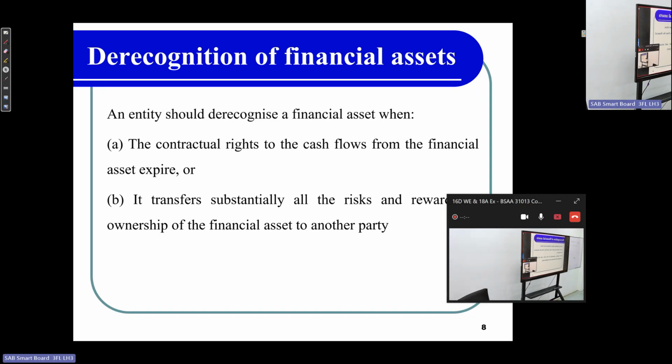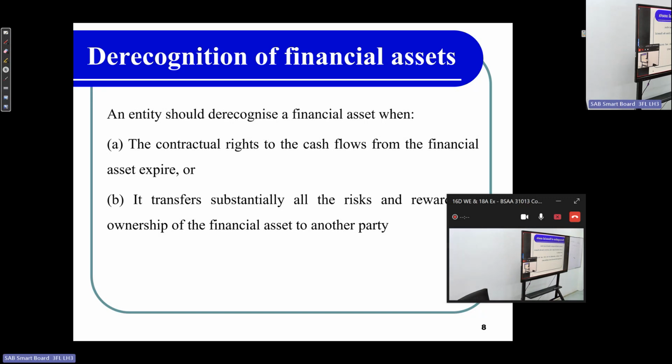Cancel means, let's say there is a provision for compensation, and a court case is going on. The court has given an order that you don't have an obligation. Then the obligation is cancelled, and we can derecognize it.